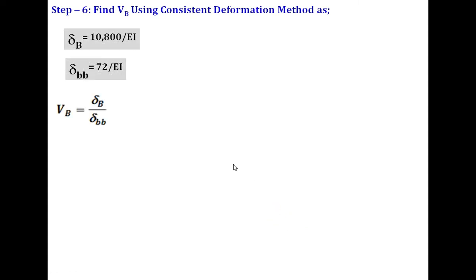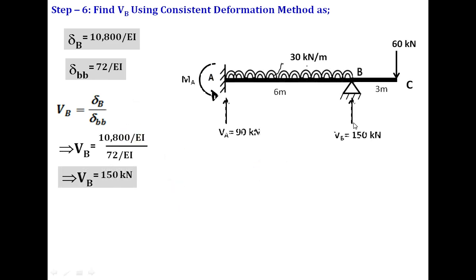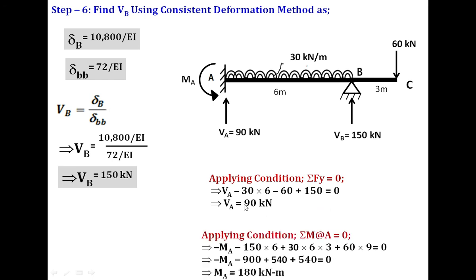Now as per the consistent deformation method, the reaction at B is a ratio of two displacements: 10800 by EI, that is delta B, and 72 by EI, that is delta BB. So when we take the ratio, we get the reaction as 150 kilonewton. If this is 150, then VA can be easily found out: 30 into 6 and 60 minus this 150. So by applying sigma Fy equal to 0, we get VA equal to 90 kilonewton.